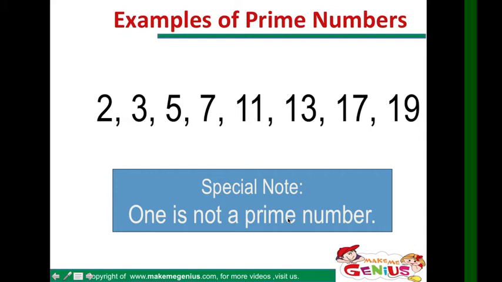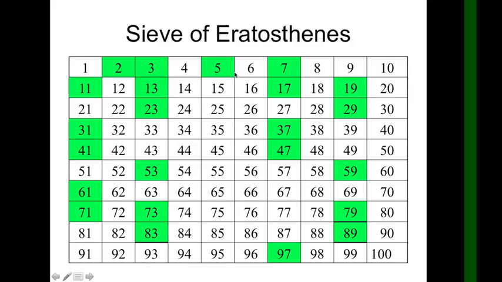Another thing yun, no, that we need to understand that 1 is not a prime number, it is also not a composite number. Later on, ipapaliwanag ko kung bakit hindi siya pwedeng maging prime at hindi rin siya pwedeng maging composite. Now, let me introduce to you the sieve of Eratosthenes.